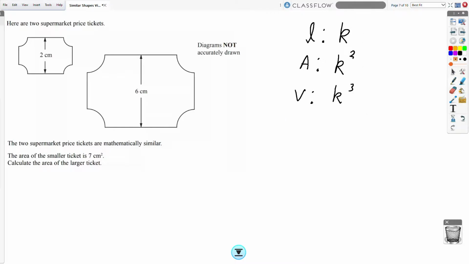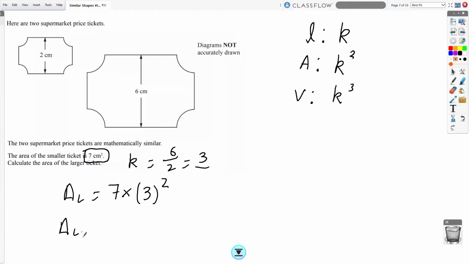You always want to just state this at the start and then you can use it later on in the question. So first question here, we go from lengths of 2 to 6 and we want to work out the area of the large shape. So we first work out k, which is 6 divided by 2, which is 3. It says the area of the smaller shape is 7, so to work out the area of the larger shape, you do this times by the scale factor of 3 squared, since it's area, so you're doing 7 times 9, which gives you 63 centimeters squared. Make sure you're getting the correct units here.